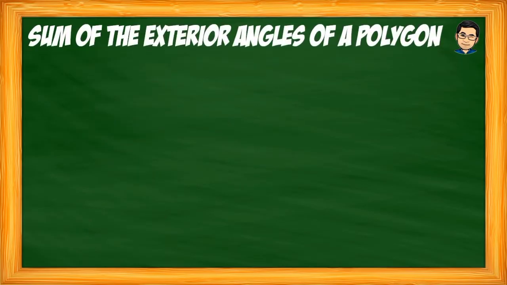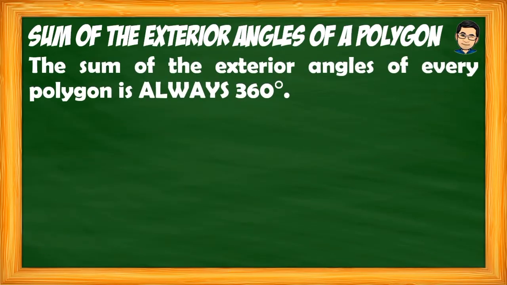So we are now on the sum of the exterior angles of a polygon. So mas madali po yung pagkuha ng sum ng exterior angles ng polygon is because all polygons po, yung sum ng exterior angles nila is always 360 degrees. So mapa triangle, mapa quadrilateral, pentagon, kahit anong polygon man yan, halimbawa with 100 sides man, the sum of the exterior angles will always be equal to 360 degrees.